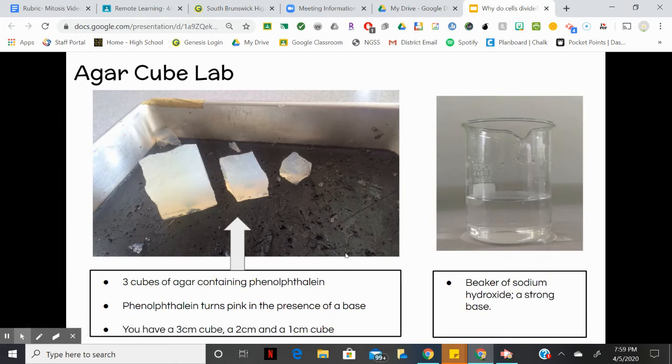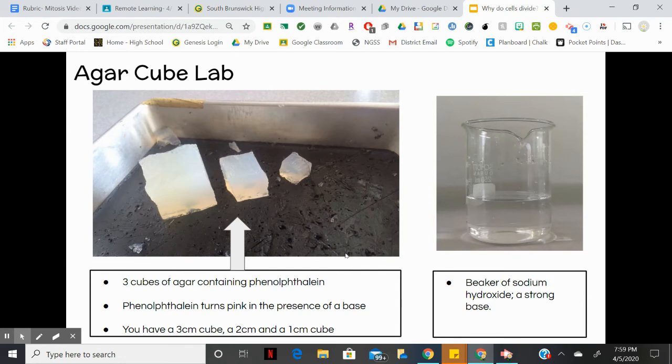Remember we used cabbage juice as an indicator. It turns color when the pH changes. Phenolphthalein turns pink, like a fuchsia color, in the presence of a base. And you cut up this agar into 3 different cubes. A 3 centimeter cube where all the sides are 3 centimeters, a 2 centimeter cube, and a 1 centimeter cube.